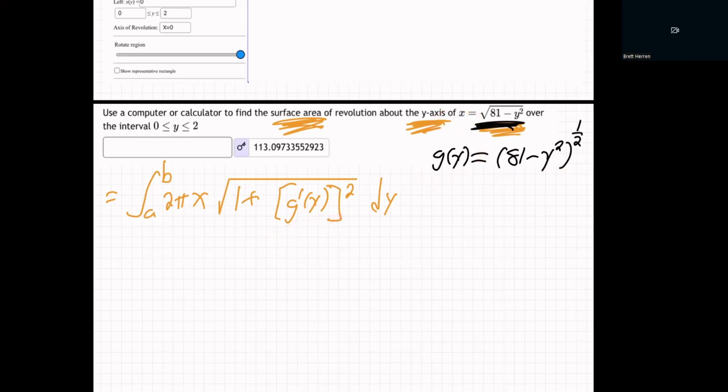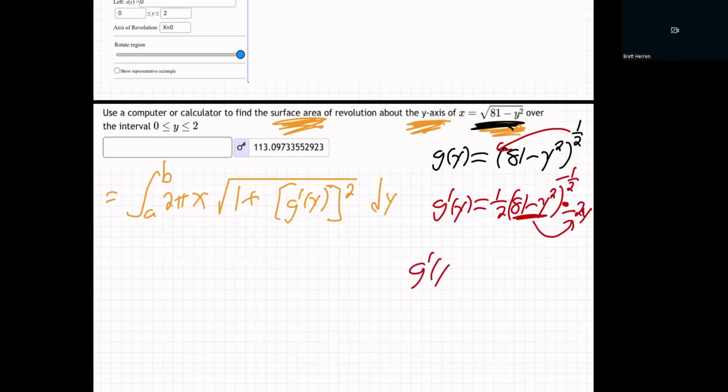And then we need the derivative of that. So the derivative of that: bring the half down, 81 minus y squared to the minus half, times the derivative of the inside, because chain rule. The derivative of the inside is minus 2y. So let's clean it up a little bit. This minus 2y and this half: half of negative 2 is negative 1y, 81 minus y squared to the negative half. There we go. There's g prime of y. So that's what we're going to put in right there.